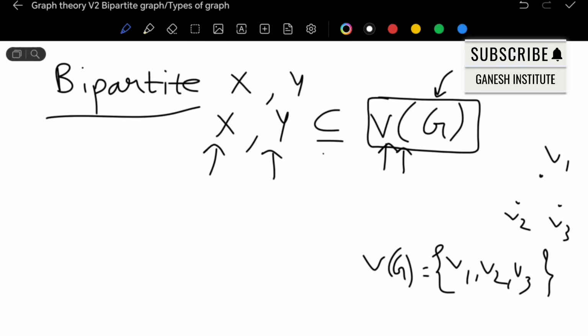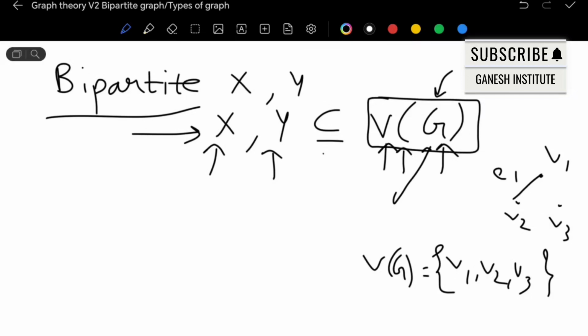Now what happens? How can I say that a particular graph G is a bipartite graph? Only if I'm having this condition: X and Y are subsets of VG, and every edge in G, for example this one, E1, every edge in G has one endpoint in X and the other endpoint in Y. What does it mean?